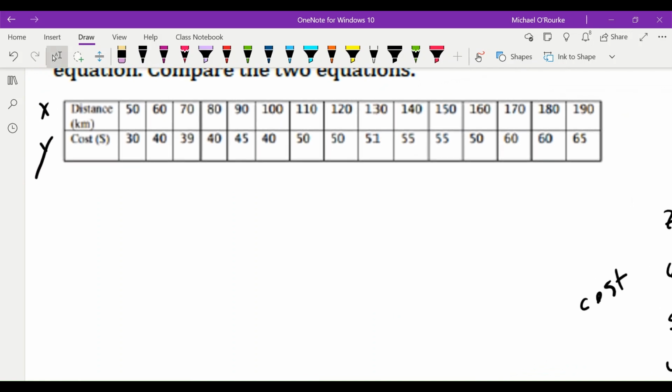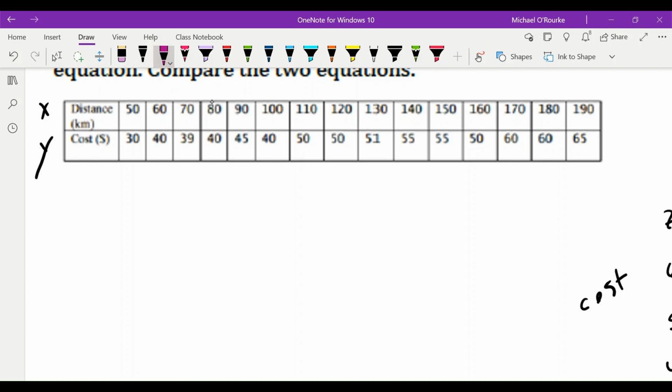Next, we are going to split our data into 3. So let's see how many numbers we have. We have 1, 2, 3, 4, 5, 6, 7, 8, 9, 10, 11, 12, 13, 14, 15. So we have 15 numbers. So we're going to split our data into 3.